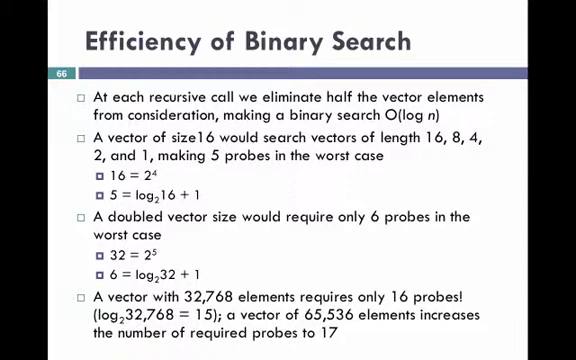So a vector of size 16 would search vectors of length 16, 8, 4, 2, and 1. So it would make 5 probes as the worst case. And a doubled vector size would require only 6 probes. And a vector with 32,768 elements would only require 16 probes, because log to the base 2 of that number is equal to 15. So a vector of 65,000 plus elements would increase the number of probes to 17.